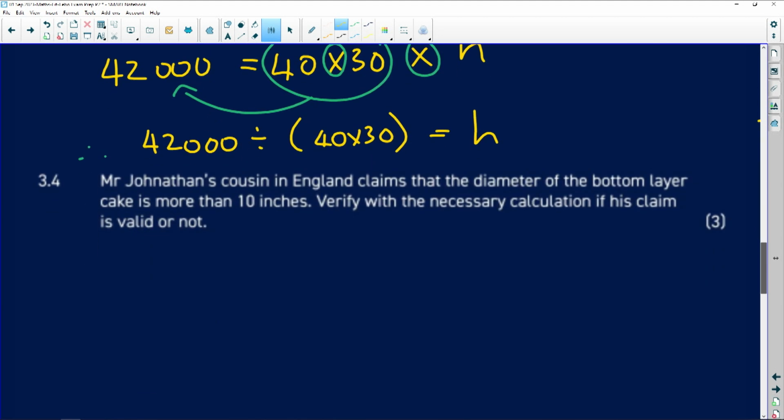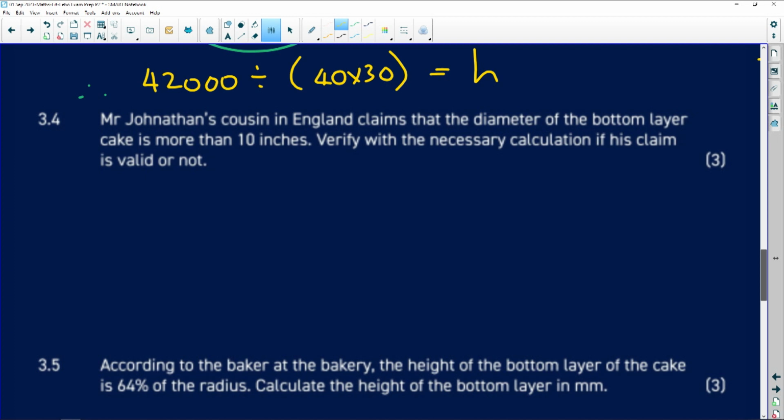So, Mr. Jonathan's cousin in England claims that the diameter of the bottom layer of the cake is more than 10 inches. Verify using your calculations. This brings you back to the fact that you need to know how to move from known to unknown. So this person is claiming a certain thing: the diameter of the bottom layer of the cake is more than 10 inches.